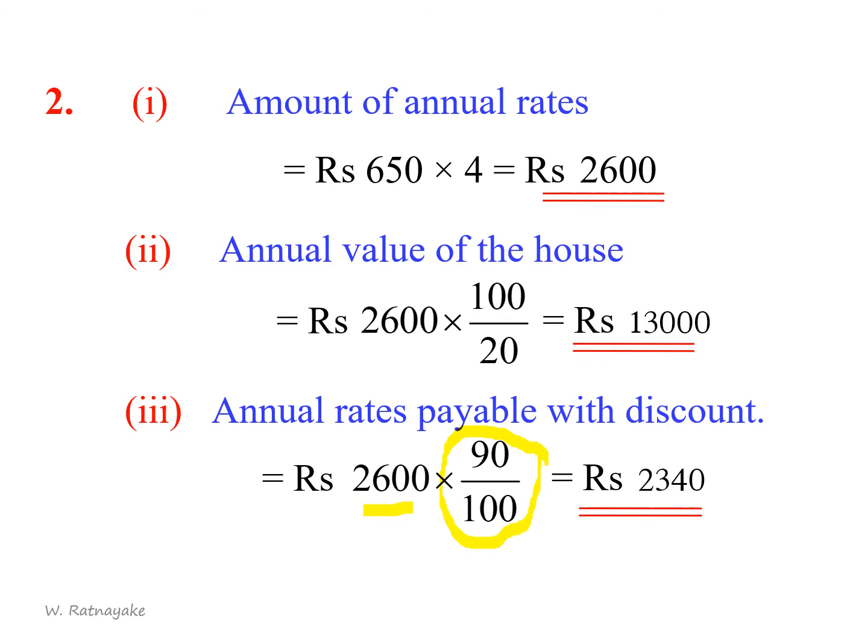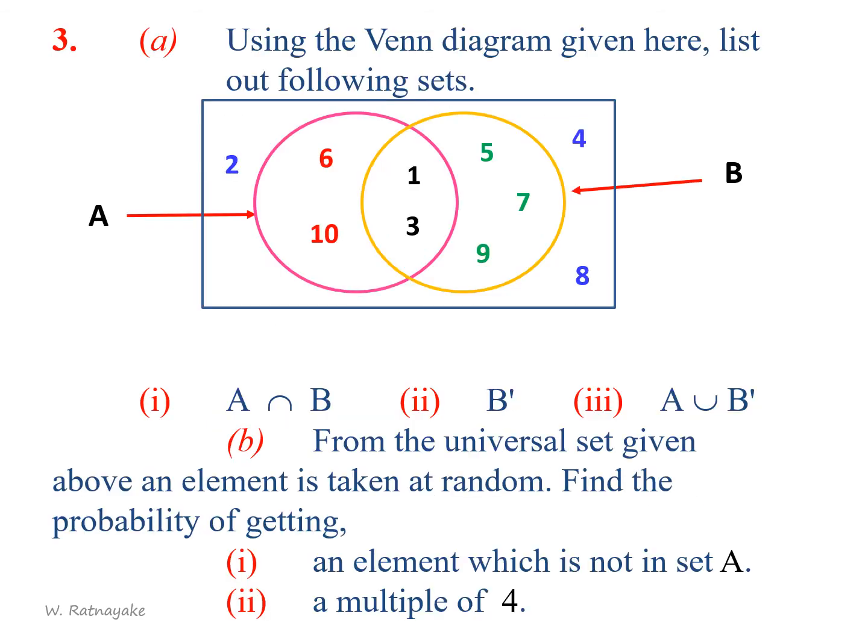So, therefore, 2600 multiplied by 90 upon 100, because 10% is deducted from the annual rate. Therefore, only 90% is the amount we have to pay. Then, when you simplify this, you get rupees 2340. So this is how we have to answer question number 2. It is very easy. Only some simple calculations we have to do. And so then for the next week, question number 3.